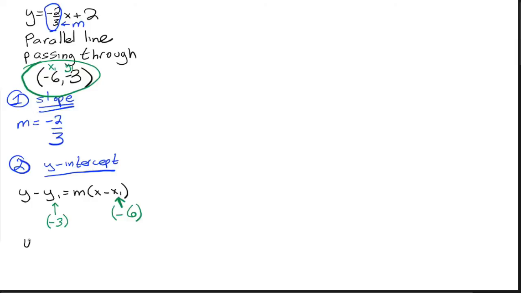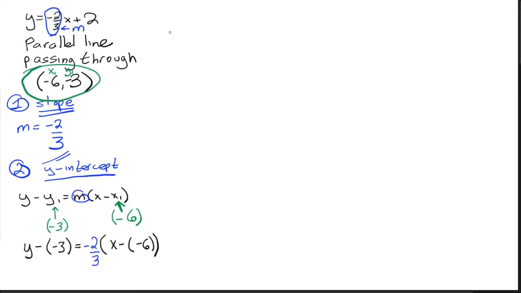So if I write this out again, I have y minus -3 is equal to m. Now m, notice we found it earlier. M is the slope that we have up here. So the slope is -2/3 times x minus -6. Okay, now here it's just a matter of making sure that you're careful with your signs.